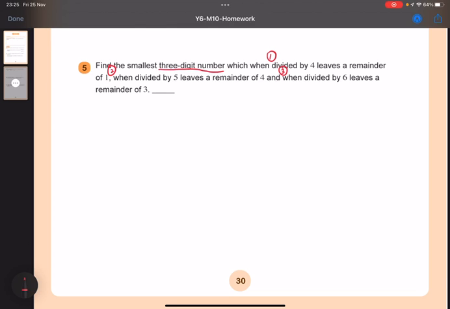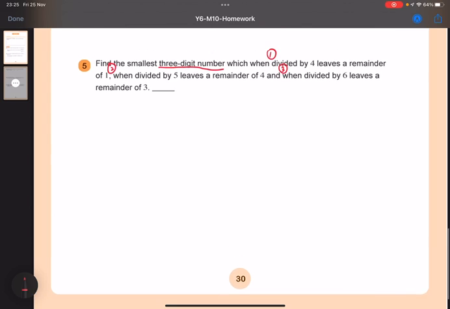So we look at the third requirement first. When divided by 6, it leaves a remainder of 3, meaning that if we take multiples of 6, then the number we have must be 3 larger than the multiples of 6, because only in that way we will have a remainder of 3. So we start with multiples of 6. We have 6, 12, 18, 24. So we add 6 each time, 30, 36, 42, etc., etc.